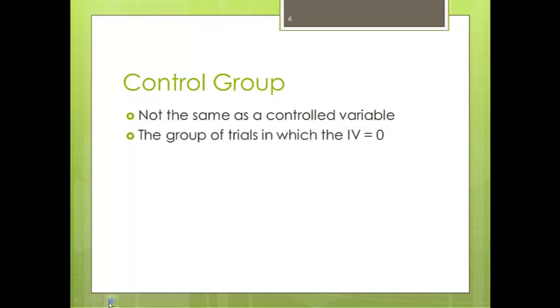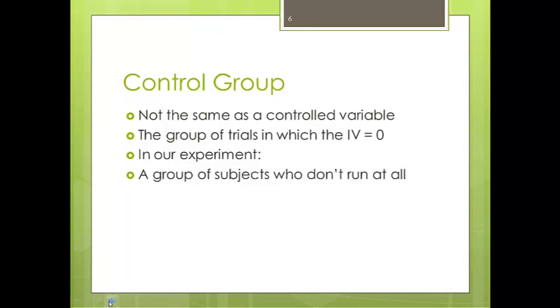Now, a control group often gets mixed up with controlled variables, but they are not the same. Some experiments don't even need control groups. A control group is a group of trials or a group of subjects in an experiment that have the independent variable set equal to 0. In the experiment we're talking about now, we would have a group of people that didn't run, so that we would know resting heart rate and how just sitting affects heart rate, if at all.